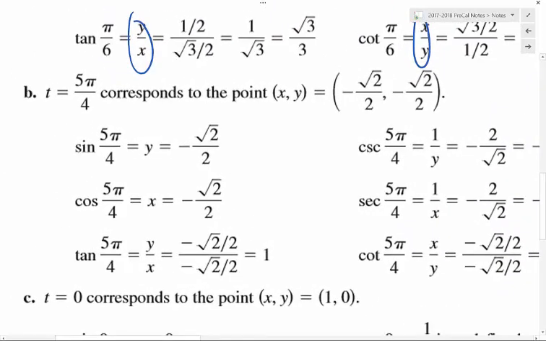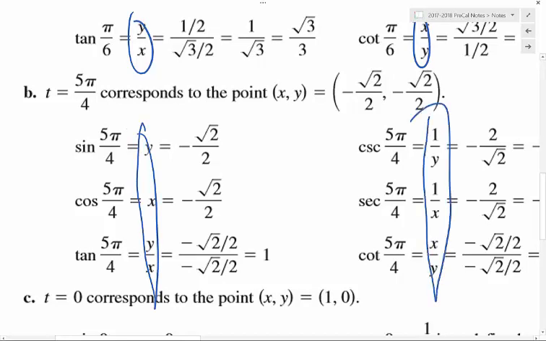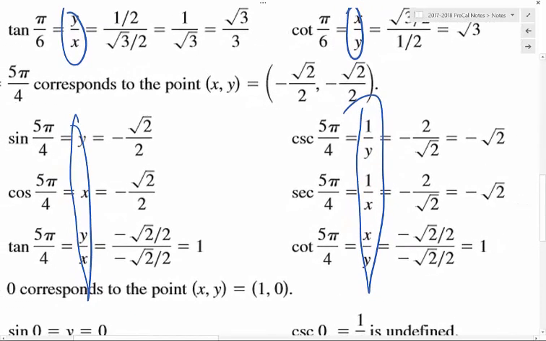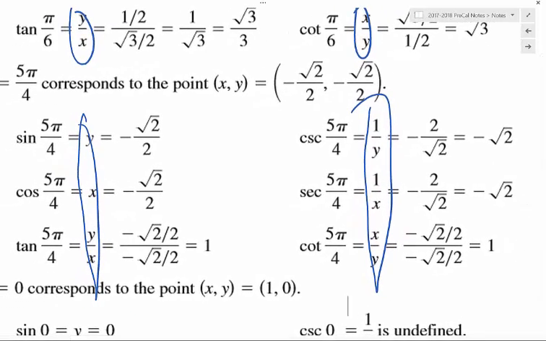Step 1, I identify my point. Step 2, I identify these relationships. So the sine of 5 pi over 4 is the y value. The cosine, the x value. The tangent, y divided by x. The cosecant, 1 divided by y, or the reciprocal of the y value. The secant, the reciprocal of the cosine. And the cotangent, you could put it as the cosecant over the secant, or you could put it as the reciprocal of the tangent.